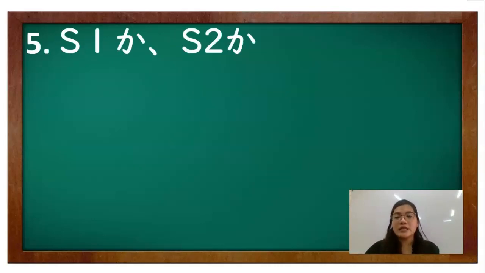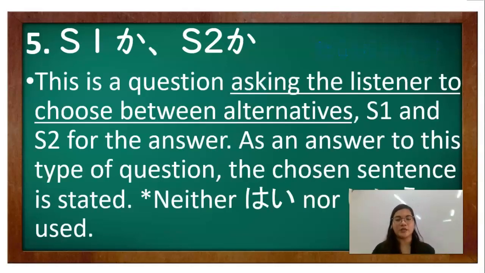So this is sentence 1 ka, sentence 2 ka. Okay, S means sentence. Okay, so what is this? This is a question asking the listener to choose between alternatives. So sentence 1 and sentence 2 are the choices. As an answer to this type of question, the chosen sentence is stated, and neither hai nor iie is used.